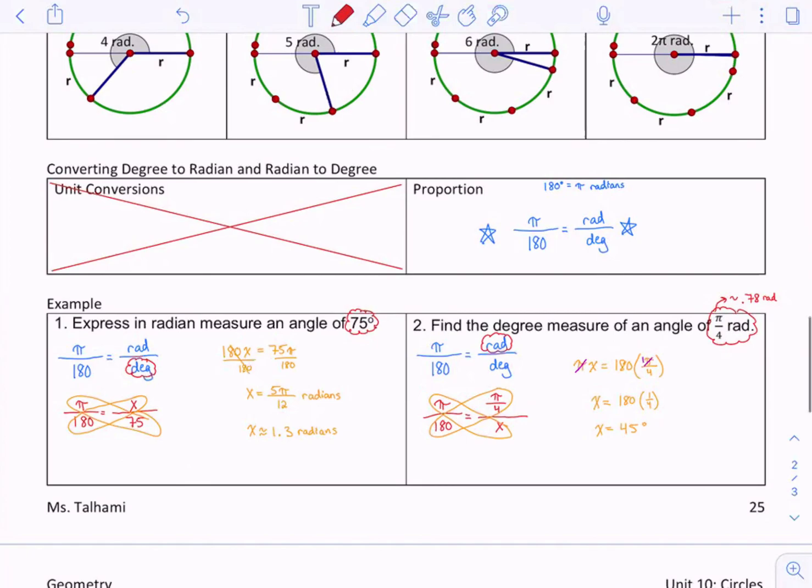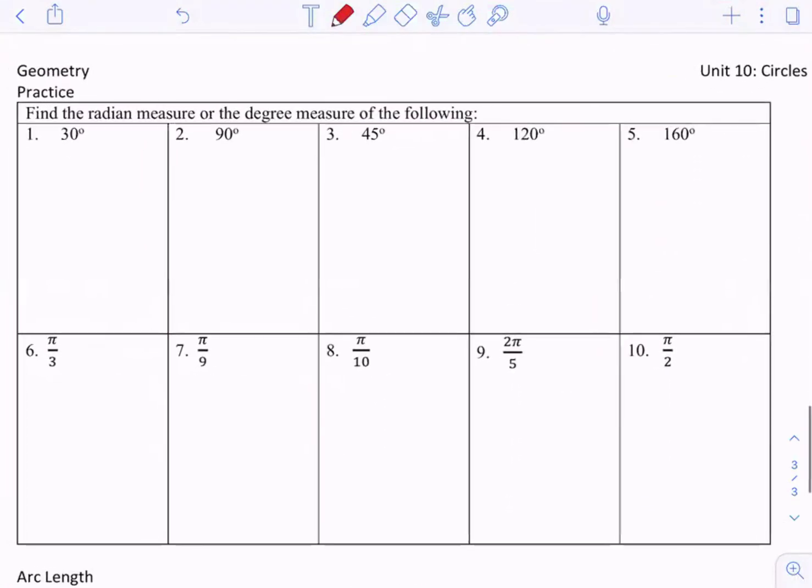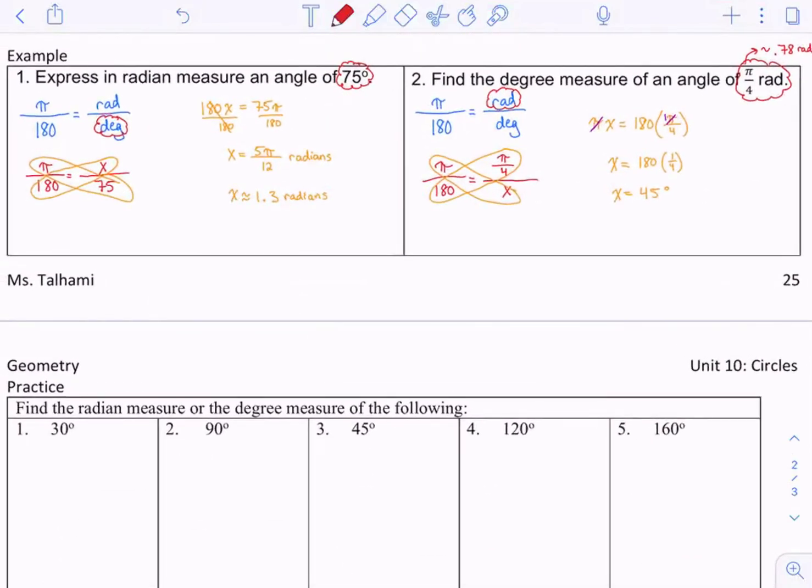So I have some practice problems here for you to try. There are 10 questions. Convert from degree to radian and radian to degree. So you may want to pause the video here. Don't forget to keep writing your proportion to solve.